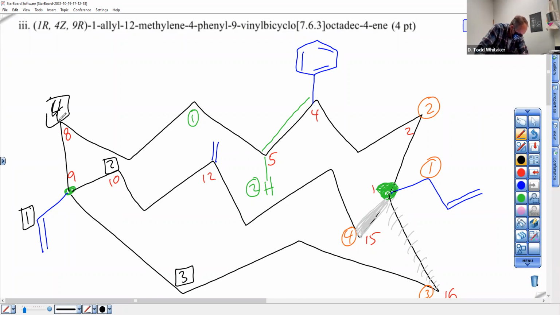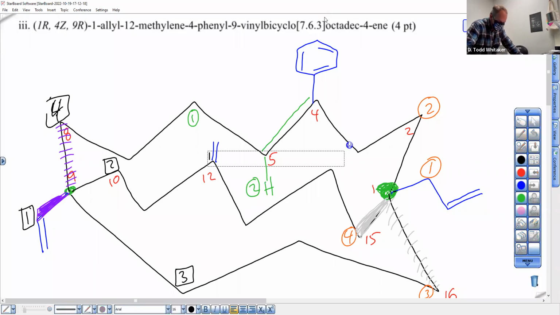Is this also needing a 4 on a wedge? 1, 2, 3 is clockwise, and it's supposed to be clockwise. 4 on a dash. I'm not loving the gray. And wedge adjacent. That's pretty nice. Got it all. That is a lot of work for 4 points, isn't it? That is nomenclature in a nutshell.